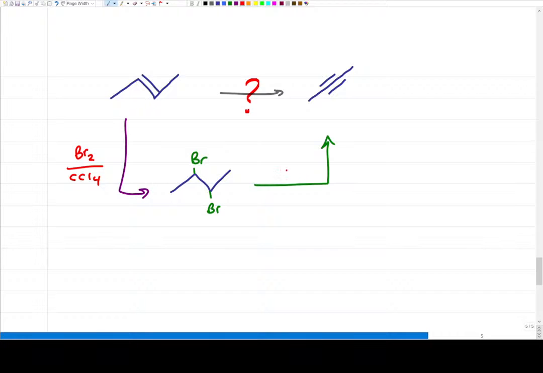Then I will do a double elimination using NaNH2 in NH3. Similar to what we saw before for the chain elongation, this is another situation where you're going to use NaNH2 in NH3. This will give you a double elimination, and that is how you get your alkyne.